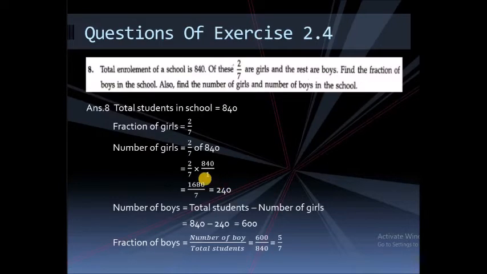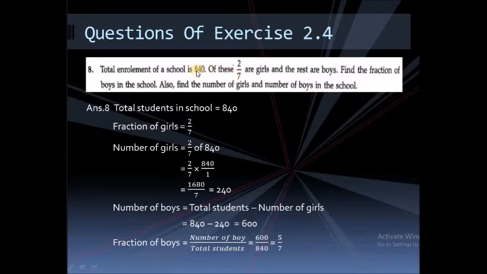Our next question is question number 8. Total enrollment of a school is 840. That means there are 840 students in a school. Of these, 2/7 are girls and the rest are boys. That means a fraction is given to you. This is not the exact number of girls in the school. This is the fraction of girls in the school.